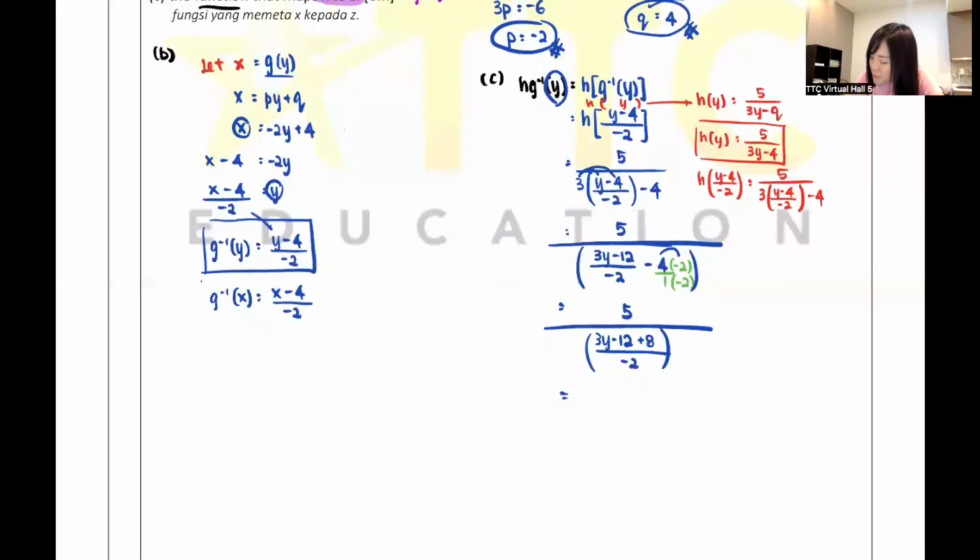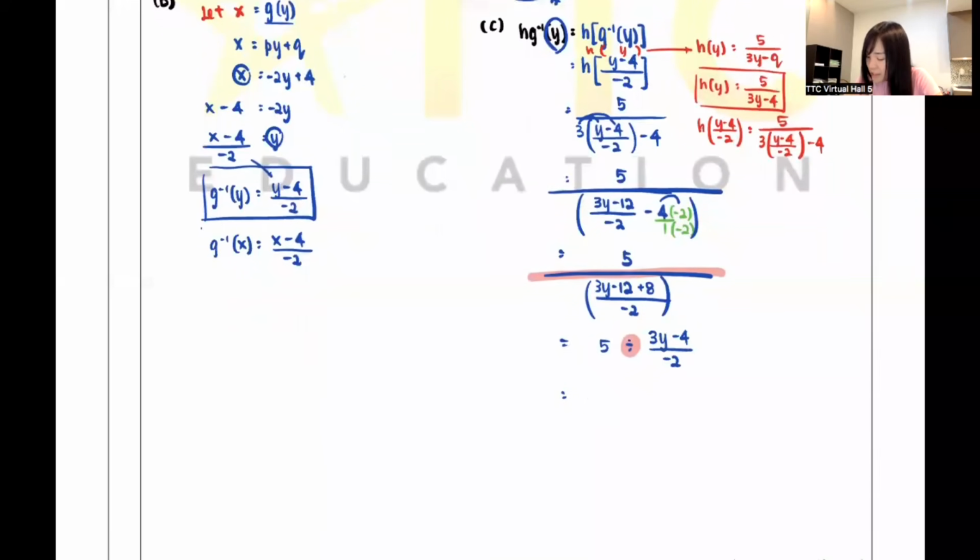Very good, Melvin. The primary school divide. Negative 12 plus 8 is negative 4. Isn't it primary school divide? This divide can become this divide. See it? Primary school divide can become times as long as you flip them upside down. Remember, times fraction always times the top.